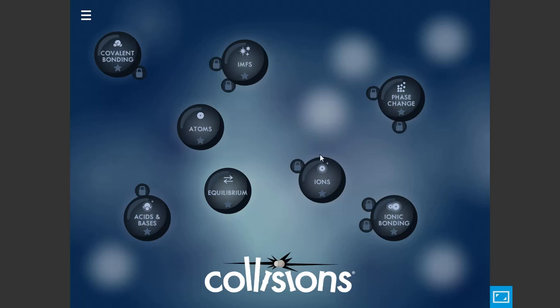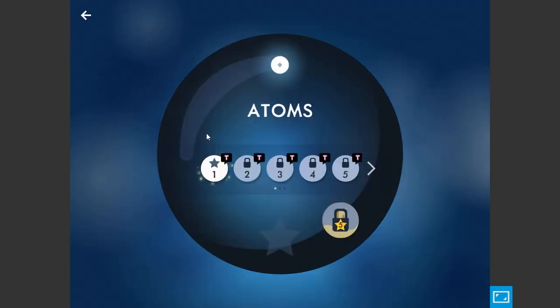Okay, so again, you do not need to do all 3 labs. Just do enough until you have 15 labs. So let's start with the first lab, the atoms. So atoms, you see this T here? It stands for tutorial. That means they'll show you how to do it.